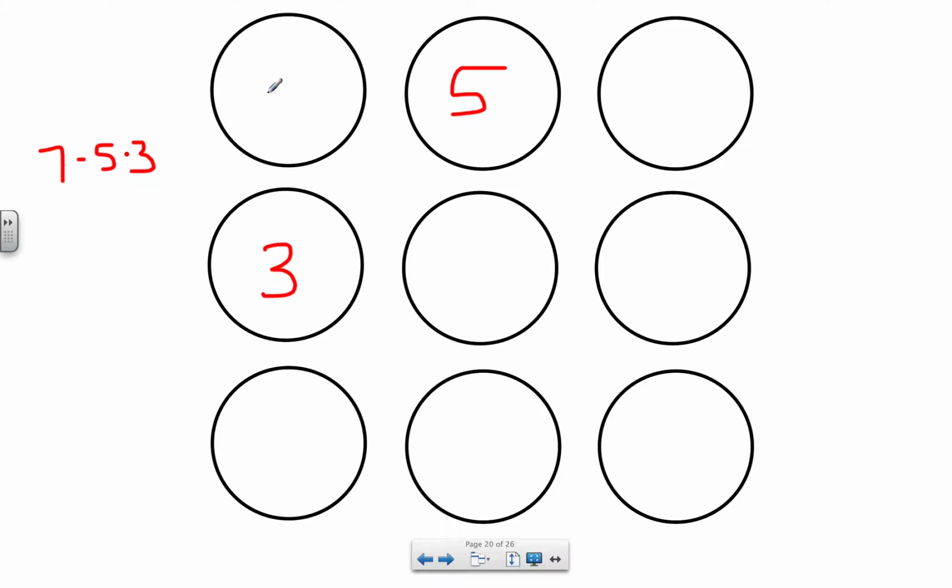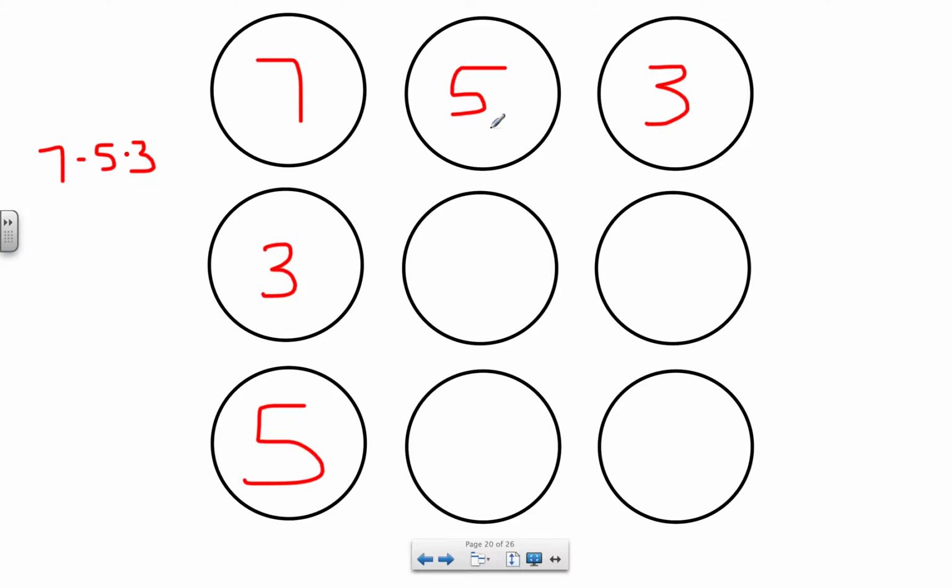I look at this top circle. I look sideways. I know I can't put a 5 here. I look up and down. I can't put a 3. So this one, the only thing it could possibly be is a 7. If this is a 7 and this is 3, then this guy must be a 5. If this is a 7 and a 5, this must be a 3.